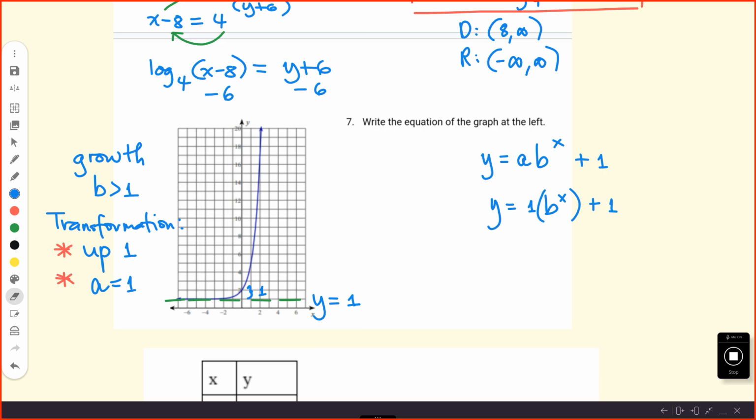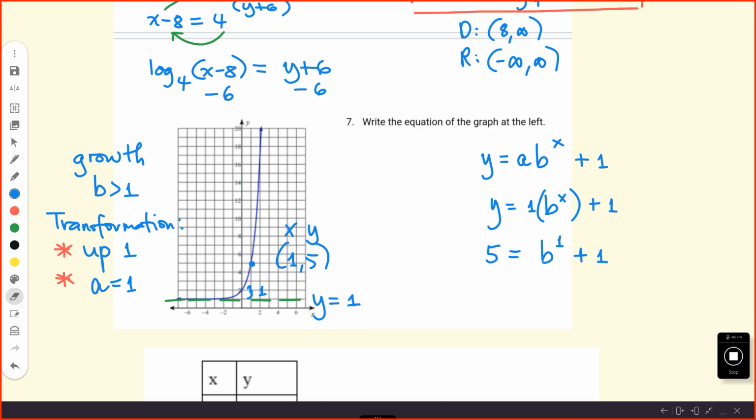15, 0? Okay, don't give me big numbers. Let's use 1, 5. Because you can use 0, 3, or you can use 1, 5. Let's try something that has a value for x and y. So if we're going to use 1, 5, then this is our x, this is our y. So we're going to write 5, because that's the y, equals b to the power of 1, plus 1.